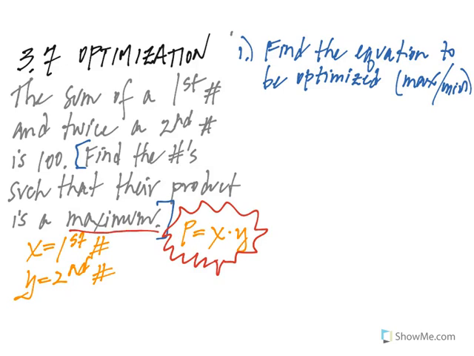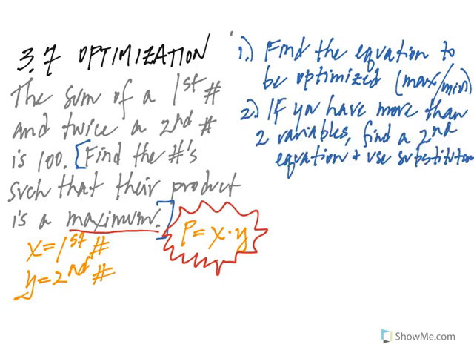Now, the problem with this is, if you think about how you found maximums or minimums back in the earlier part of this chapter, we only had two variables. You generally had y and x, and you were trying to find a relative max or a relative min. If you have three variables, that's a problem, which leads us into step 2. All right, you can pause and write that down if you like. Step 2 says, if you have more than two variables, find a second equation and use substitution. And we're going to use substitution to get rid of one of those variables.